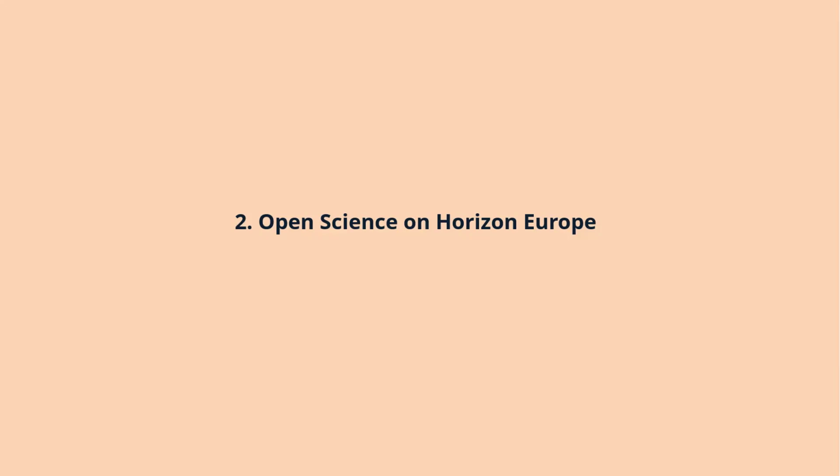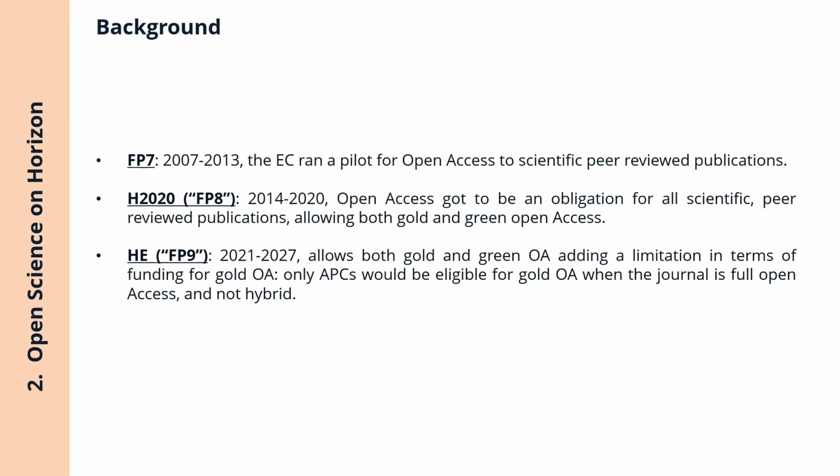Okay, so we will go into the second block, Open Science in Horizon Europe. And just a very quick history. The European Commission started implementing open science practices in the 7th Framework Programme, which ran from 2007 until 2013, with, you will probably remember, a pilot for open access, which you could voluntarily subscribe to. Okay, it was related to giving access to open access scientific peer-reviewed publications.